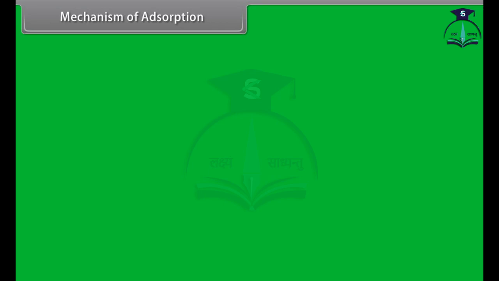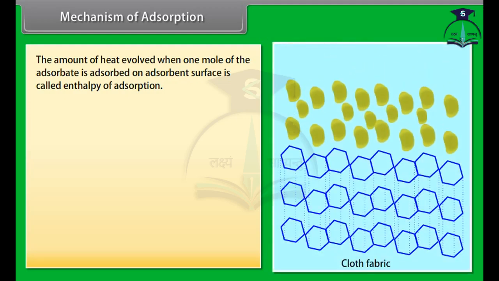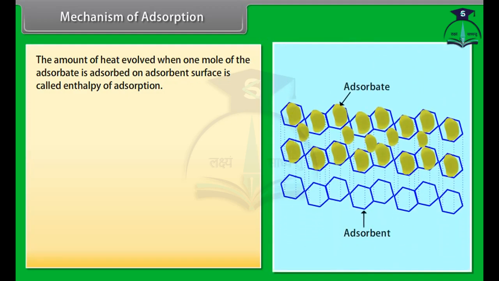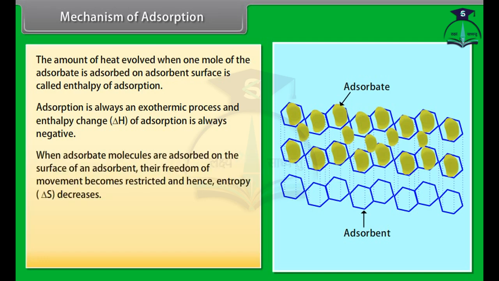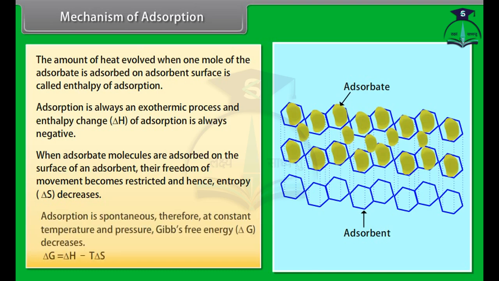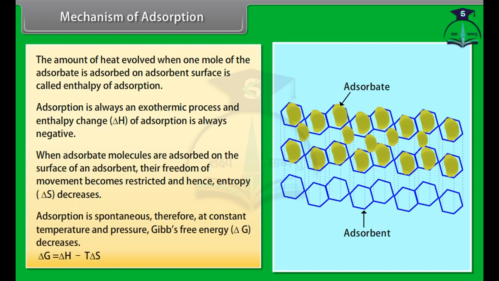Mechanism of adsorption. The amount of heat evolved when 1 mole of the adsorbate is adsorbed on the adsorbent surface is called enthalpy of adsorption. Adsorption is always an exothermic process, and enthalpy change of adsorption is always negative. When adsorbate molecules are adsorbed on the surface of an adsorbent, their freedom of movement becomes restricted and hence entropy decreases. Adsorption is spontaneous. Therefore, at constant temperature and pressure, Gibbs free energy decreases. ΔG = ΔH − TΔS.